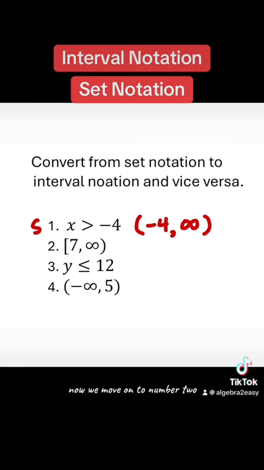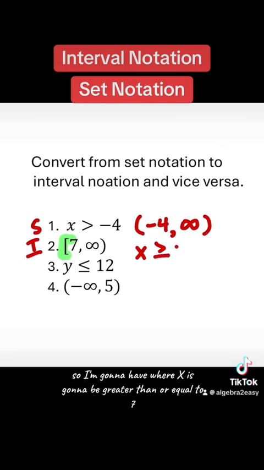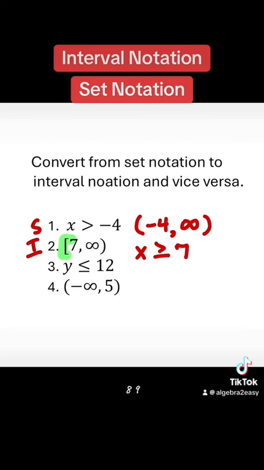Now we move on to number 2. Number 2, they give us interval notation. Now, they didn't tell us what variable to use, so I'm just going to use x. It says you're going from 7 to infinity, and there is a bracket, so a bracket around 7. So I'm going to have where x is going to be greater than or equal to 7. And that takes care of 7, 8, 9, 10, etc.